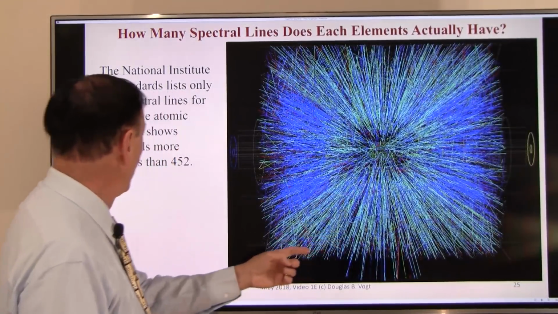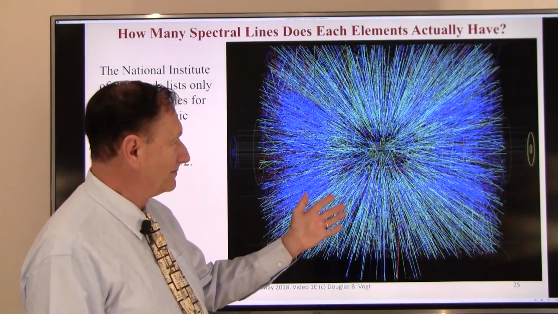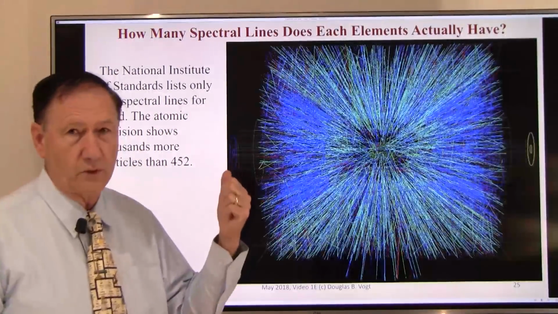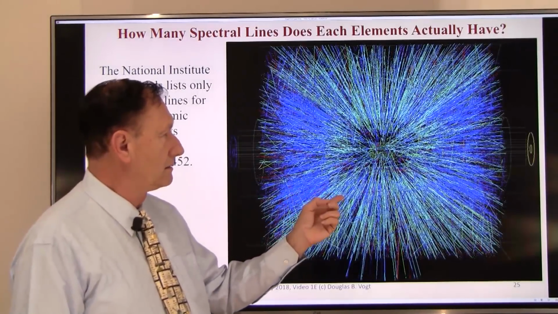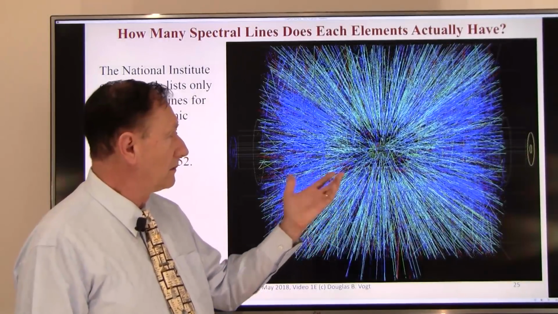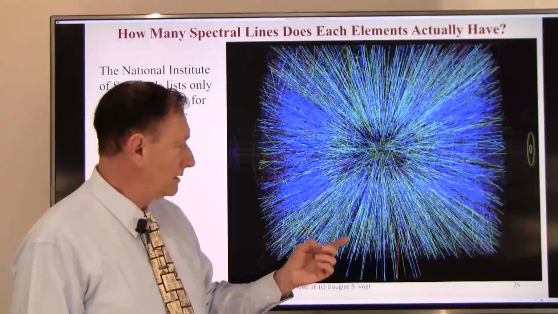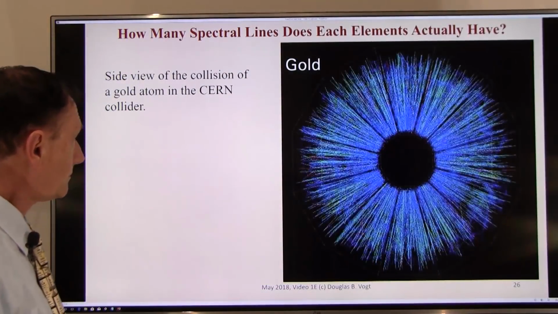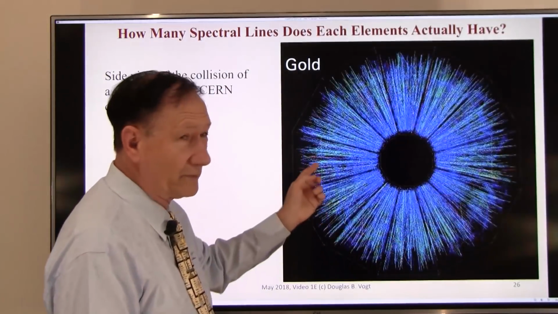This doesn't look like only 452 spectral lines. I mean, subatomic particles. Each one of those spectral lines represents a piece of information that makes up that atom. This looks like it's thousands, 4,000, 5,000 hits. I mean, this is not 400 and something. And the nuclear physicists are trying to make sense out of this. Good luck on that one. This is gold looking through the tube. Again, it looks like more than 450, doesn't it?